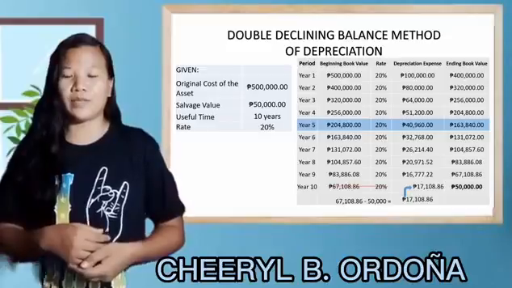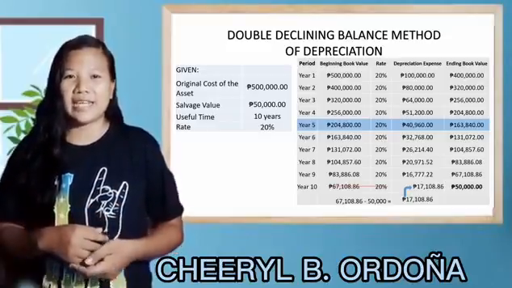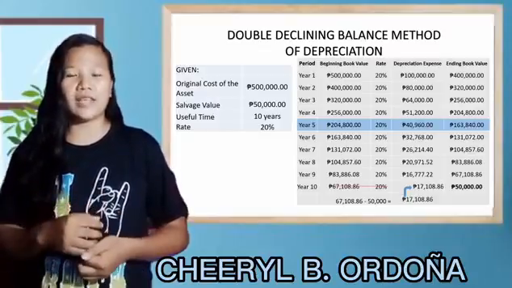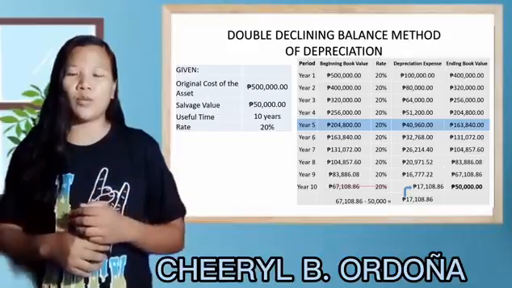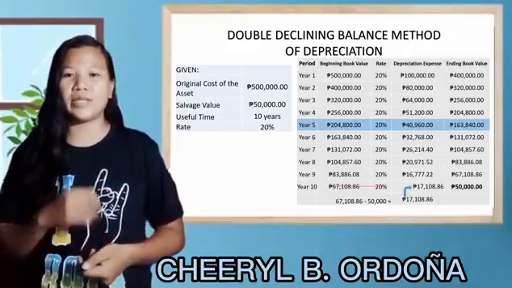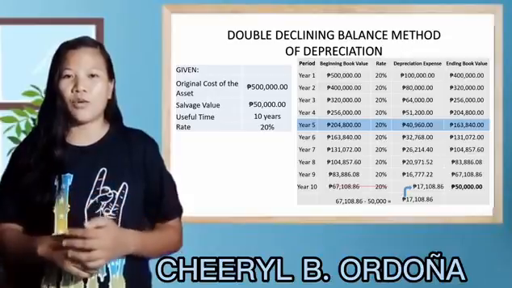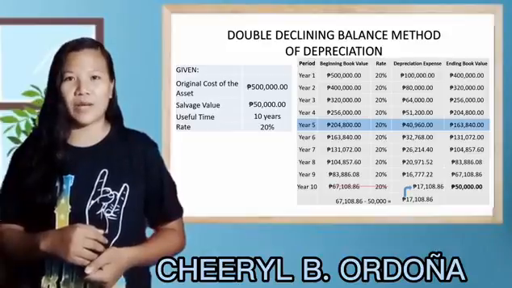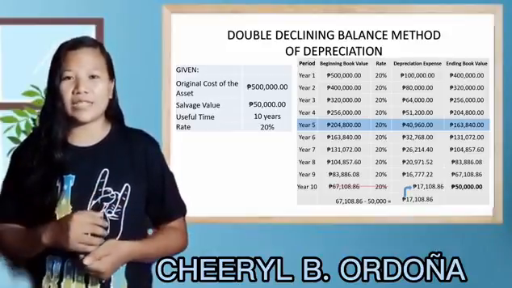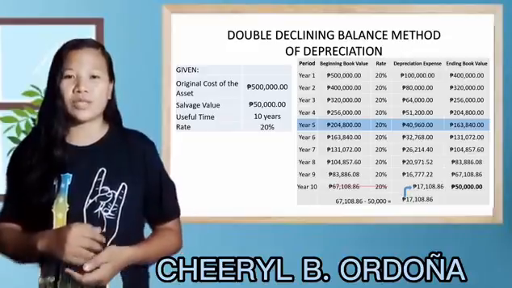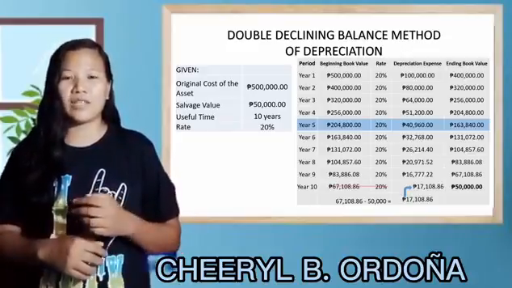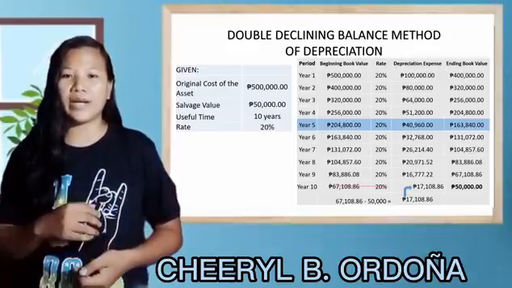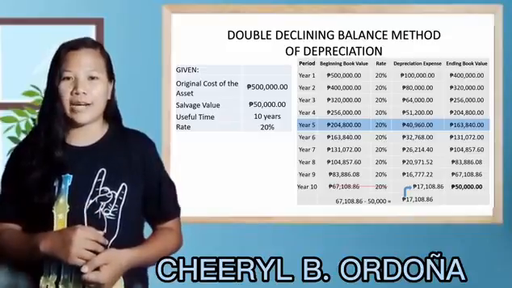Look at the first row, the year 1. The beginning book balance is 500,000 pesos. The rate is 20%. Now, to calculate the depreciation expense, we are going to multiply 500,000, which is the beginning book balance, by the rate. So, 500,000 multiplied by 20% is equal to 100,000 pesos. Now, to get the ending book balance, we are going to subtract the depreciation expense from the beginning book balance. So, 500,000 pesos minus 100,000 is equal to 400,000.